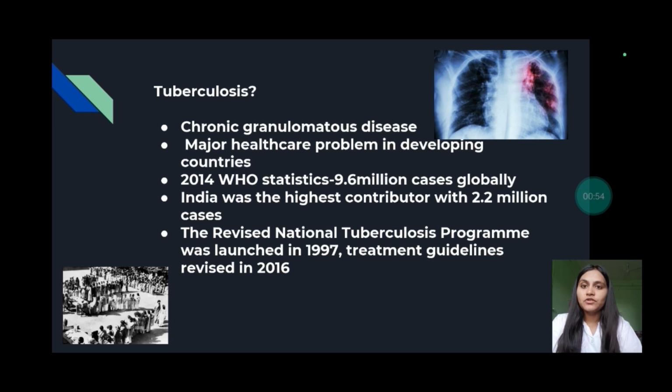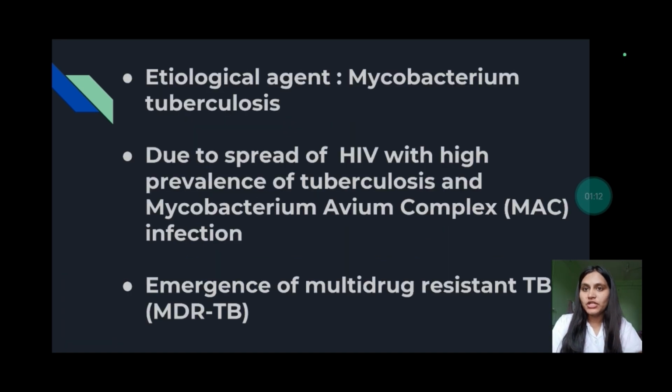The revised National Tuberculosis Program, which was launched in 1997 by the Indian government, makes policies regarding the treatment of tuberculosis, and it has revised its guidelines in 2016. So, what is the etiological agent of tuberculosis? It is Mycobacterium tuberculosis. Due to the spread of HIV in recent times with high prevalence of tuberculosis and Mycobacterium avium complex infection, the course of treatment of TB has become really extensive. Emergence of multi-drug resistant TB, MDR-TB, is due to resistance to the antibiotics which are used in the treatment of TB.